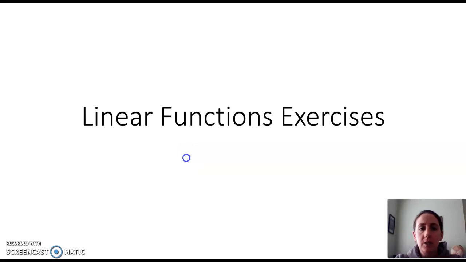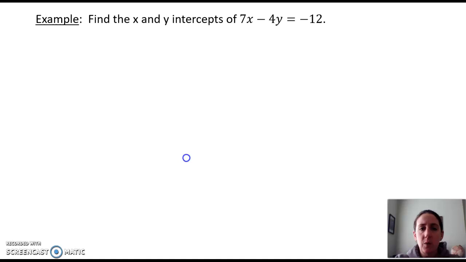Let's go over the solutions to linear function exercises. So let's find the x and y intercepts of 7x minus 4y equals negative 12. So our x-intercept, we'll start with that. That is where the line or the graph crosses the x-axis.